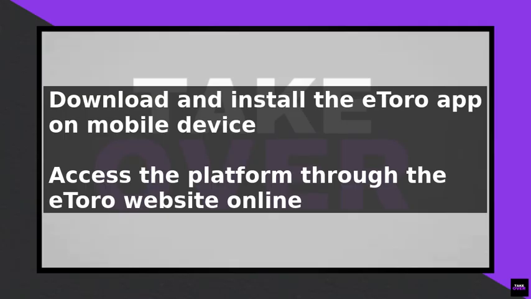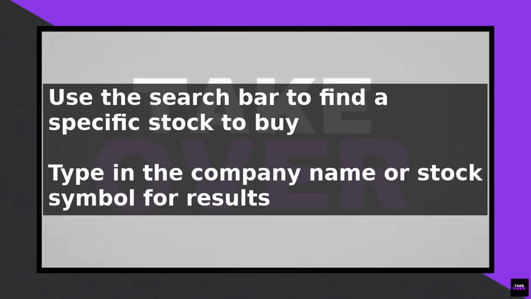First, you need to download and install the eToro app on your mobile device, or access the platform through the eToro website. Once you have created an account and deposited funds, you can start exploring the platform and searching for stocks to buy. To find a specific stock, use the search bar at the top of the screen and type in the name of the company or the stock symbol. For example, if you want to buy Apple stocks, you can type in AAPL.